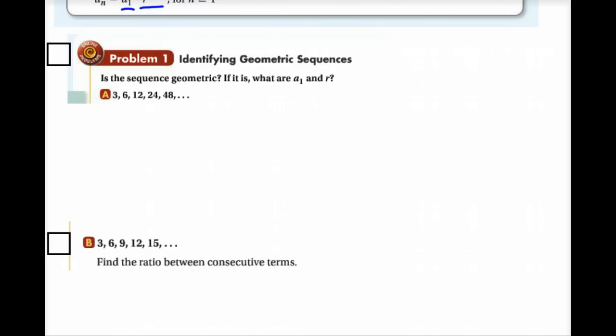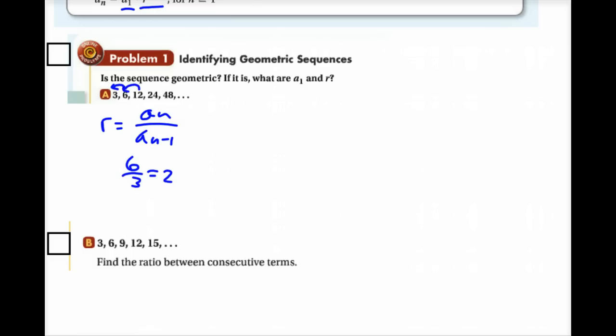Problem 1. Is the sequence geometric? If it is, what are a1 and r? Well, I'm looking at problem 1, and I want to see if it has a common ratio. For a common ratio, you take a term and divide by the one that's to the left of it. So a sub n minus 1 is to the left of a sub n. You can't start with 3 because nothing's to the left of it. So we'll start with 6, divide by what's to the left, 3, and you get 2.